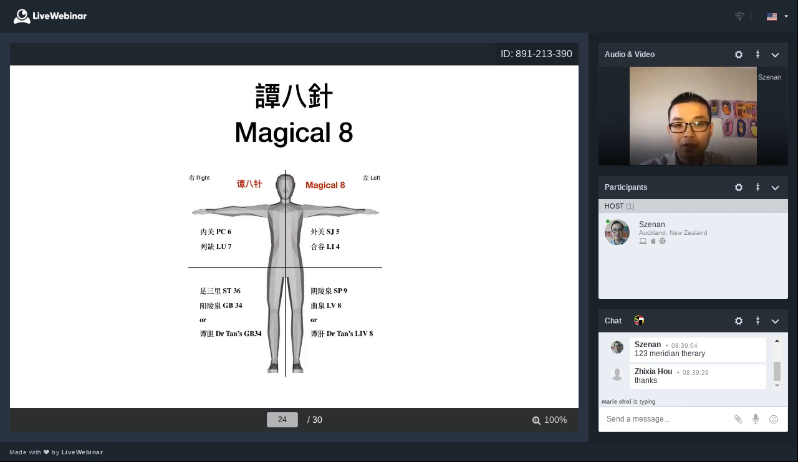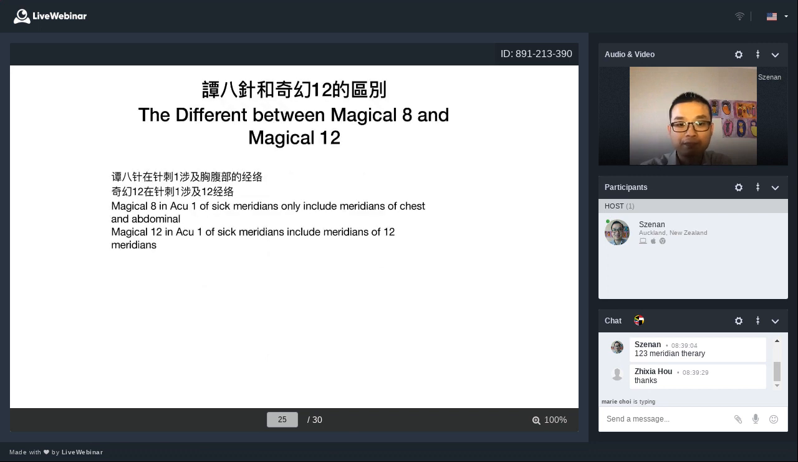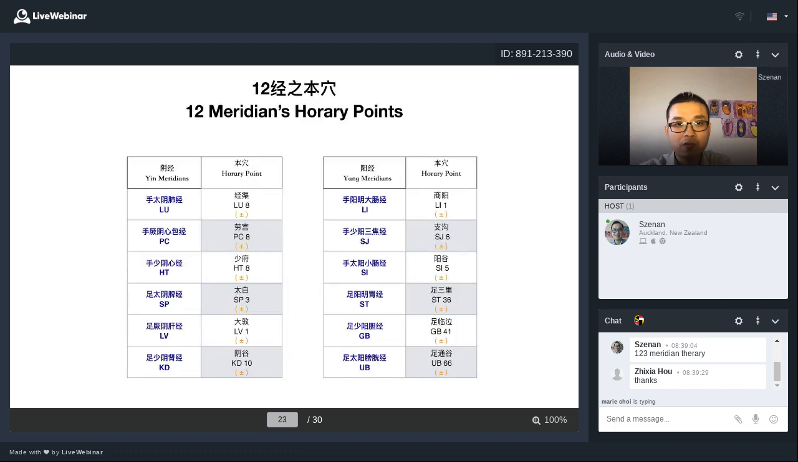Okay, next question. So what is the difference between Magical 8 and Magical 12? What's the difference? Because I show you two different strategies, right?